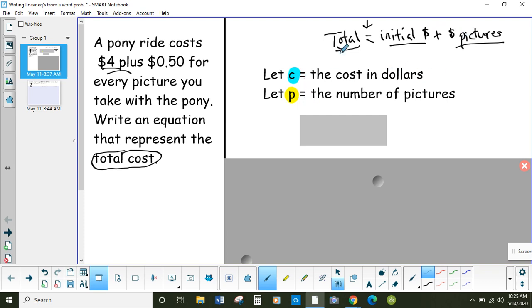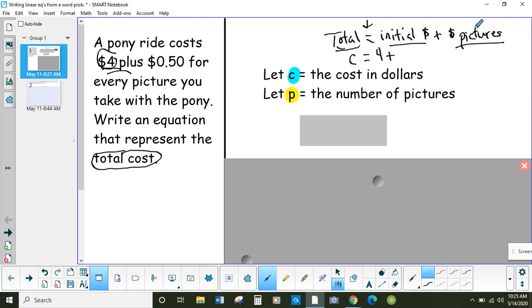But if I don't know something, I'm going to let that just be a letter. I don't have a number for that yet. So the total cost will be C. C for cost. It makes sense, right? And yes, you can use X and Y and all that if you want. Now, initial cost, they gave us that. So they gave us the 4.